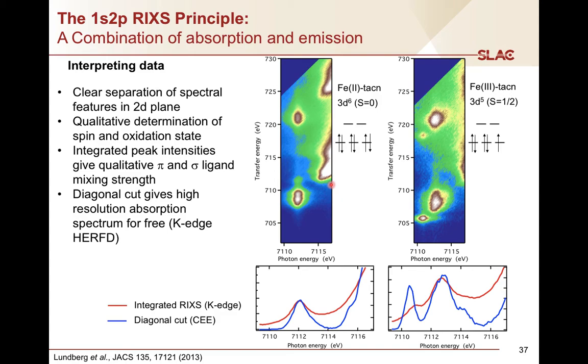Another step of interpreting data: taking this RIXS data is very good because we get a clear separation of spectral features in the 2D plane. For example, here on the right, that's the ferric TechN, D5 low spin, we have the T2G and the EG. So they're super well separated. And I compare them here with the HERFD spectrum, which is a diagonal cut in blue. They're still pretty well separated, compared to a direct KH, where they're not very well visible.